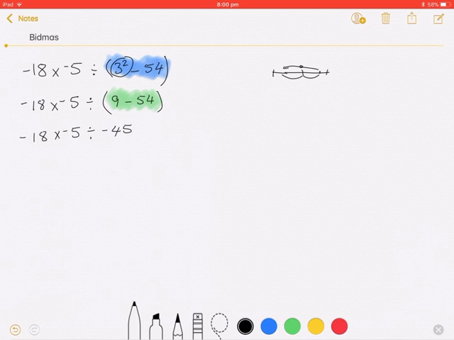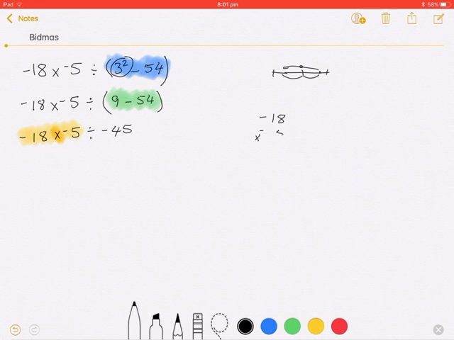So that's my brackets and my indices. Now I'm reading from left to right. And I've got negative 18 times negative 5. That's my next bit because division and multiplication are equally balanced. So this is my multiplication right here.